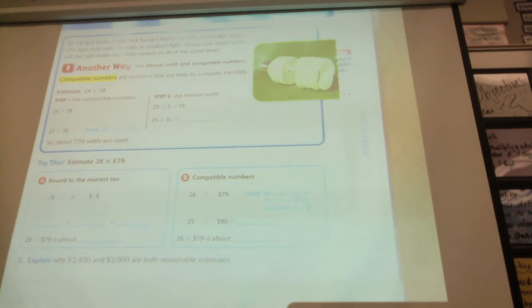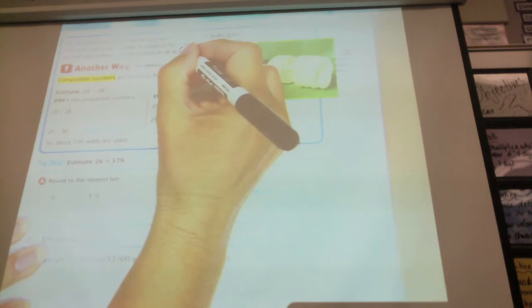Okay, so how many light bulbs do they have? 24. Okay, I need everybody participating. How many light bulbs do they have? 24. And what is their watt? How many watts does each of the light bulbs have? 28. Are we multiplying these numbers out or are we estimating? Estimating. What word gives me the clue? About gives me the clue that we're going to be estimating.